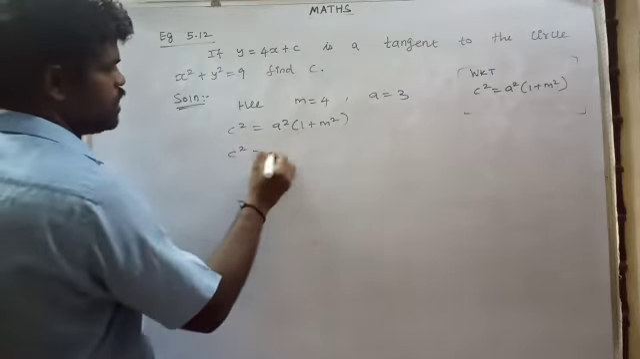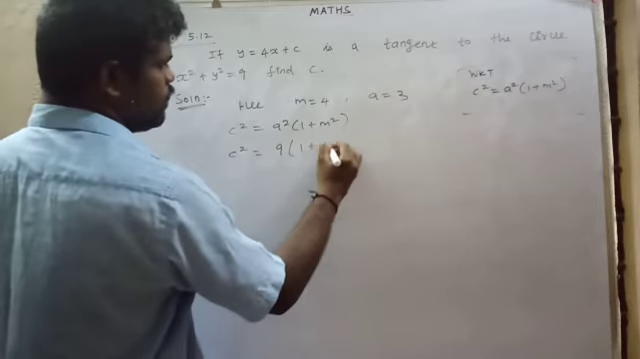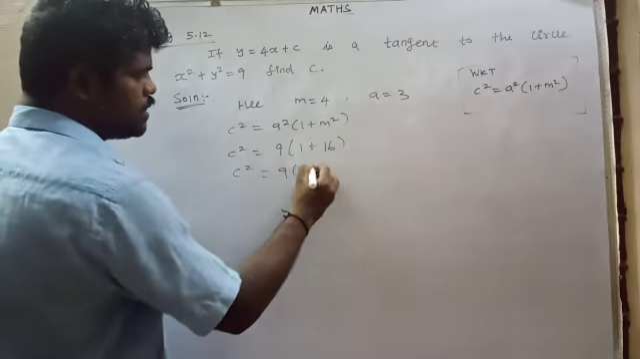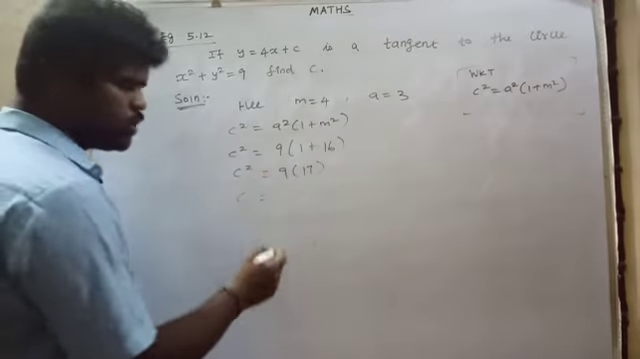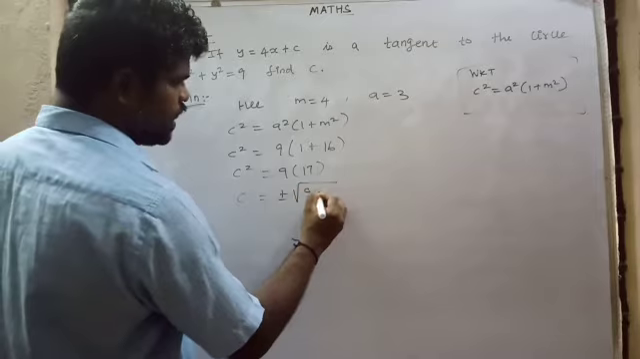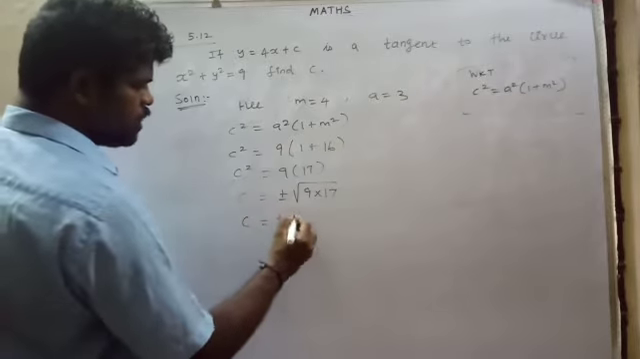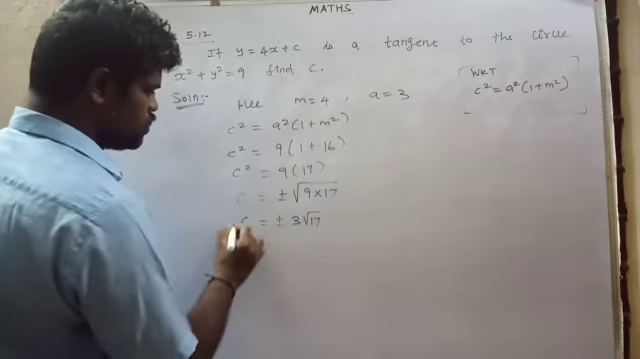Here c squared is equal to a squared, which is 9, into 1 plus the m squared value, which is 16, so c squared is equal to 9 into 17. We have to take the square root on both sides. c equals plus or minus root of 9 into 17. Next, c is equal to plus or minus, taking 9 outside, 3 root 17. So this is the answer.